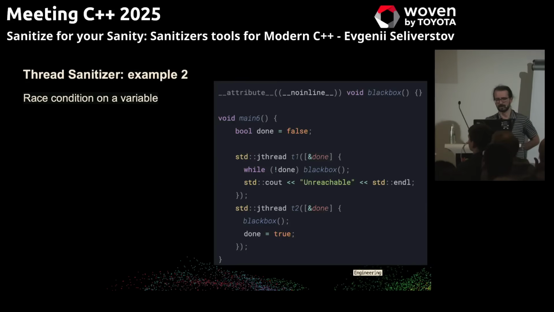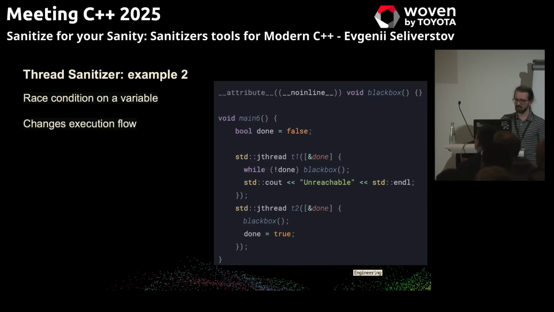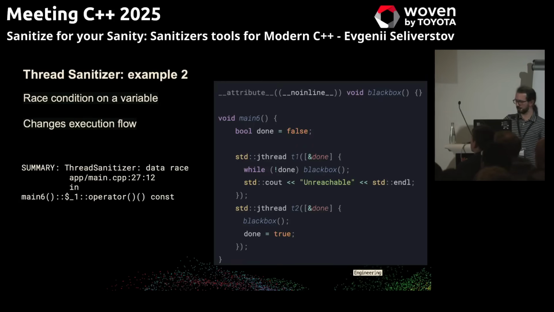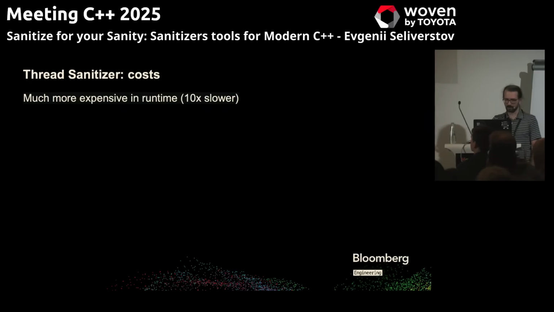Another example could be a bit more complicated. We have a flag which controls the execution. Based on the value of this flag, we adjust where we go, which branch of code we execute. So it changes the execution flow. And again, Thread Sanitizer allows us to observe this changed code flow. So it's a different heuristic, yeah? But it's quite helpful for us because it's really common. What about the costs?